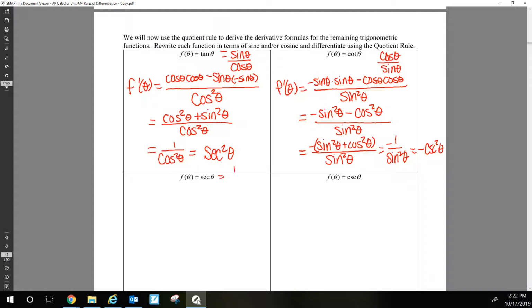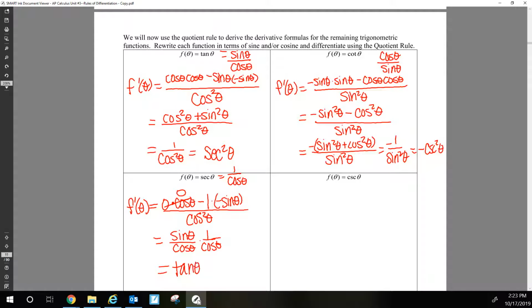All right, secant is the same thing as 1 over cosine. So our derivative here: the derivative of 1 is 0, times the bottom, minus the top times the derivative of the bottom. What's the derivative of cosine? This is 1 with the negative sign, all of this over cosine squared theta. Well, this piece is just going to be 0. This is negative 1 times negative sine theta, over cosine squared theta. I'm going to put 1 cosine theta here, put the other cosine theta next to it, and multiply. Sine theta over cosine theta would be tangent theta. 1 over cosine theta is secant theta. So the derivative of secant is tangent theta times secant theta.